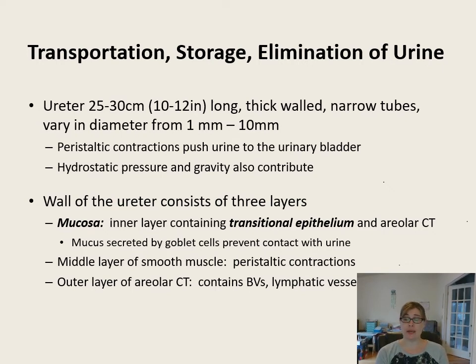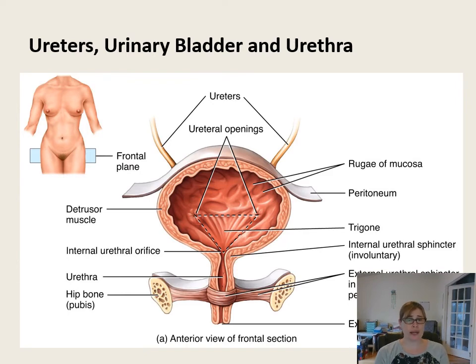And then we have that middle layer of smooth muscle, and we have an outer layer of areolar connective tissue. And that's where we have nerves and blood vessels. So the ureters are going to bring that, we call it urine now, not filtrate anymore, bring that down into the bladder. So here's our urinary bladder.